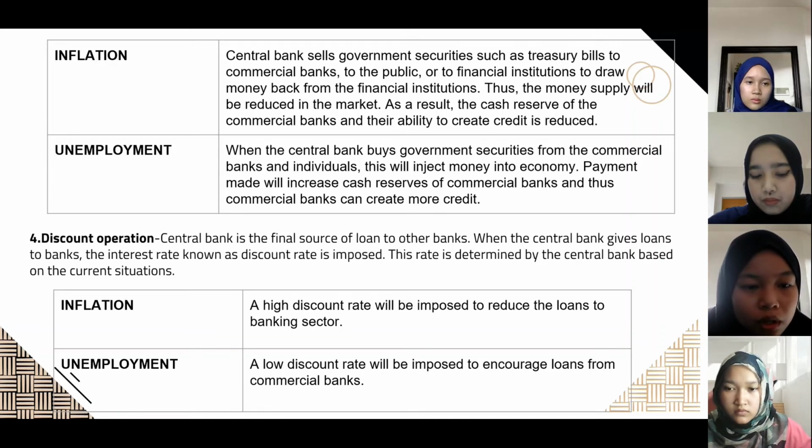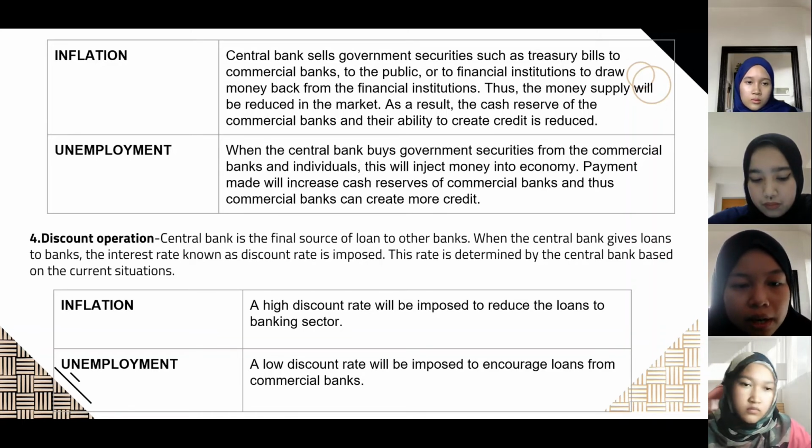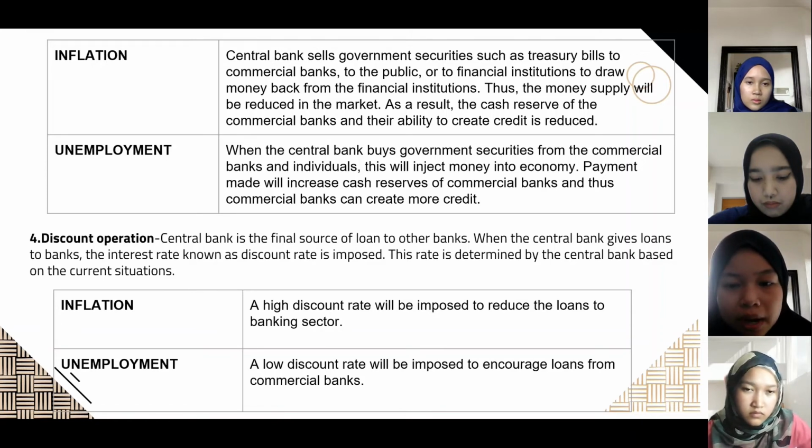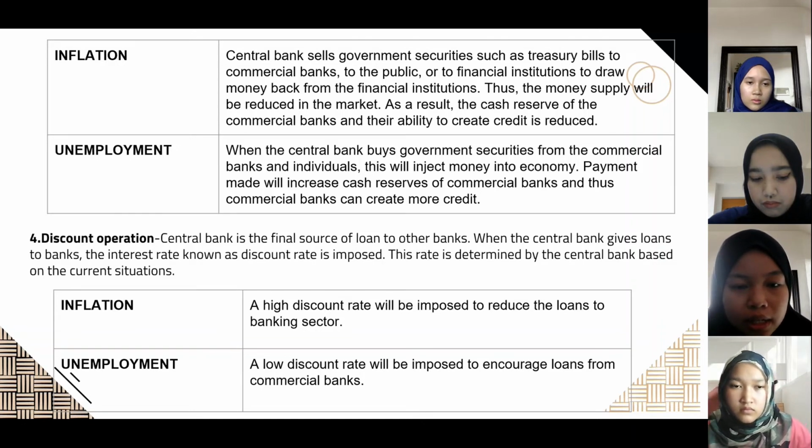Fourth, discount operation. The central bank is the final source of loans to other banks. When the central bank gives loans to banks, an interest rate known as the discount rate is imposed. This rate is determined by the central bank based on the current situation. Inflation: a high discount rate will be imposed to reduce loans to the banking sector. Unemployment: a low discount rate will be imposed to encourage loans from commercial banks.